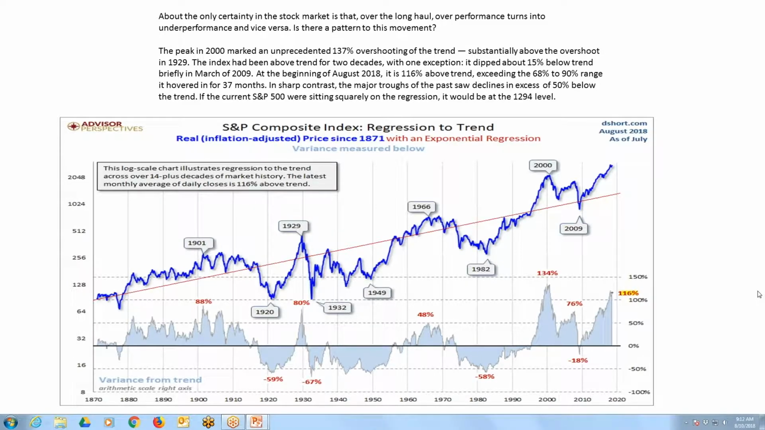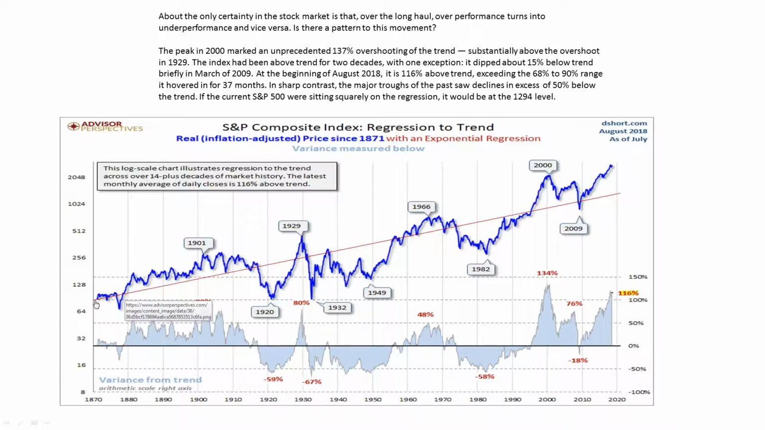What I want to cover is the normal wave and movement of the stock market. And the chart you see is a summary of the stock market, that is the S&P 500, back to 1870. So let's take a look at our chart here.